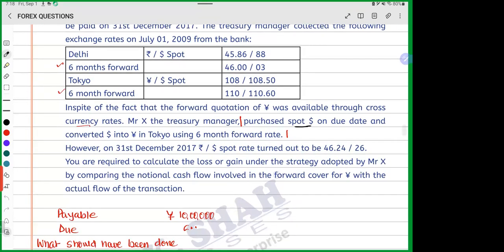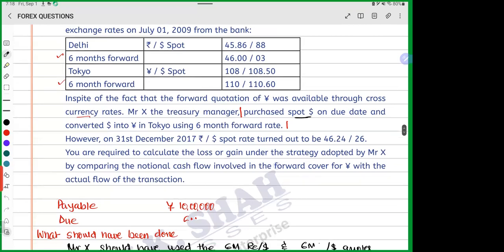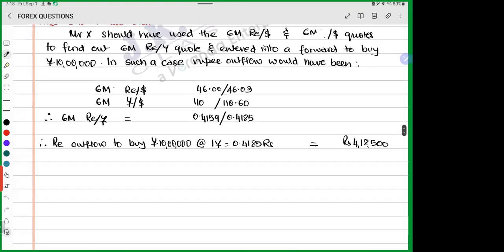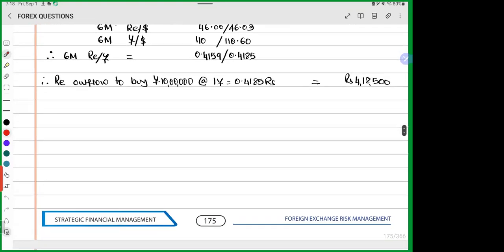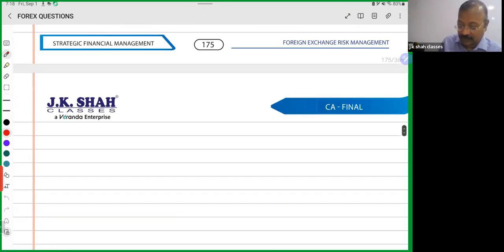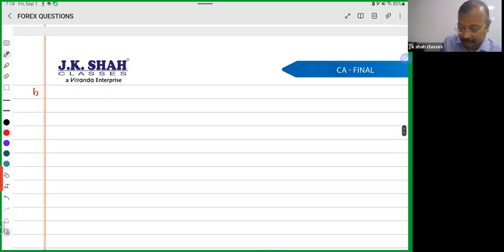In spite of the fact that the forward quotation of yen was not available, through cross currency rate he should have taken the cross currency and done this. But what has actually been done, I'll write it here. What has actually been done.